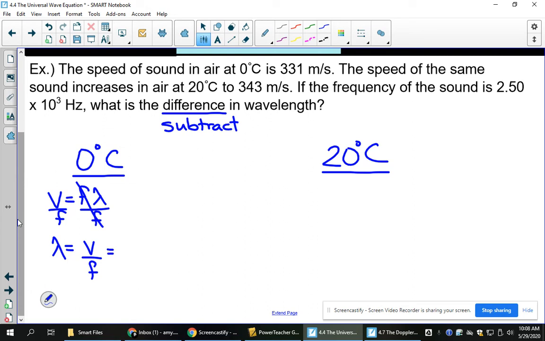For 0 degrees Celsius, they told us 331 meters per second. And the frequency isn't changing here. How many sound waves per second are going through this air is not changing. It's remaining constant. Okay, so we're going to use this number for both calculations.